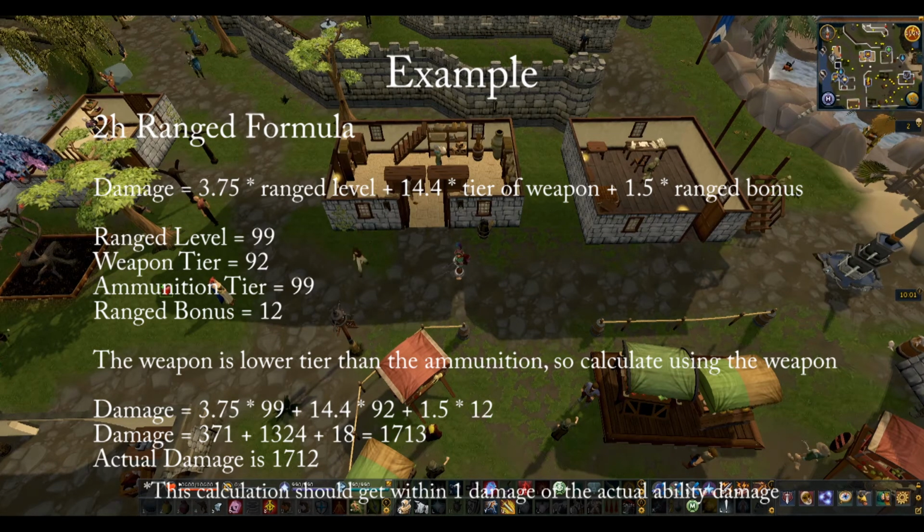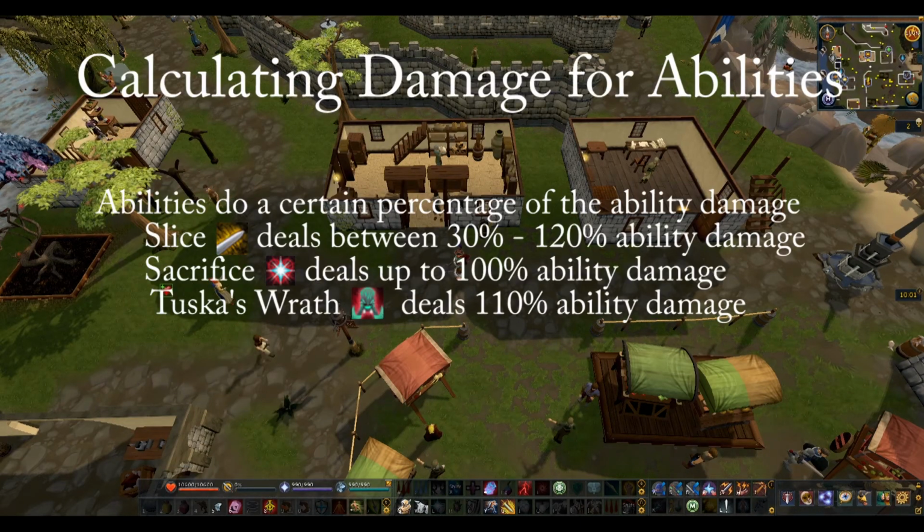Going through the formula, our ability damage will end up being 1713. However, our actual damage is 1712. The calculation should always get you within 1 damage of your actual ability damage. Now we're going to calculate how much damage abilities actually do.